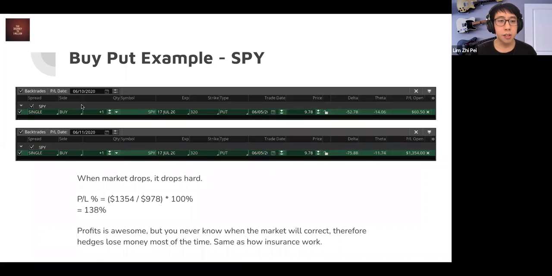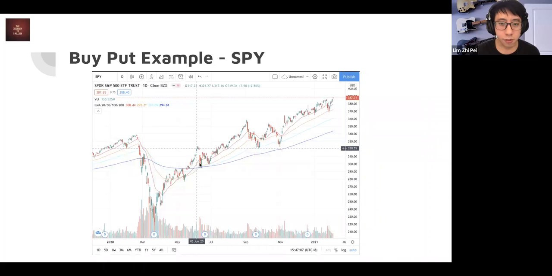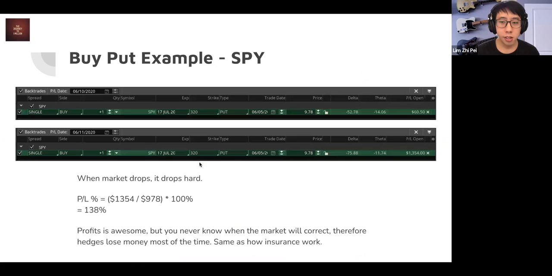So in the end, in this example, on June 10, the stock price started to correct. And at that time, your buy put has a profit of $60. But what happens the next day? On the 11th of June, the market price corrects itself here. It drops a lot, it gaps down. So your profit suddenly is more than 100% already in just one day.